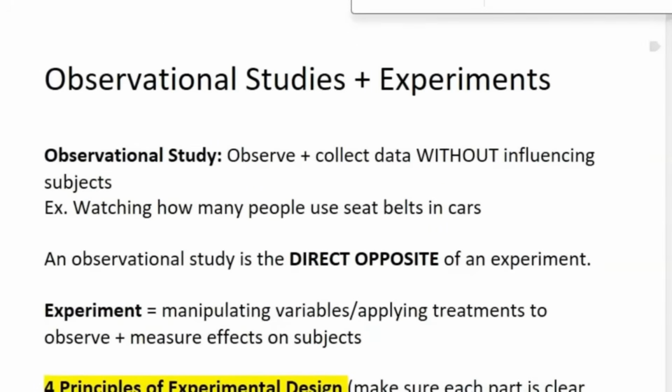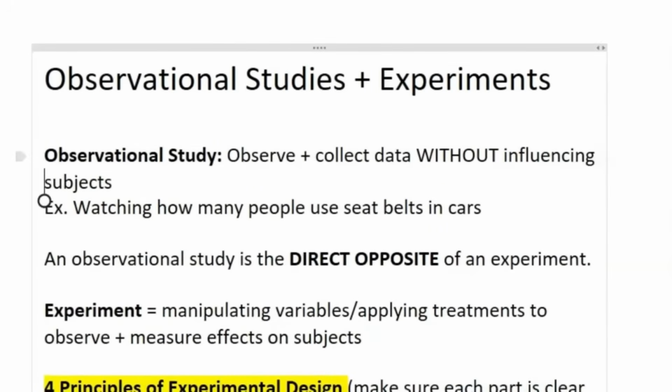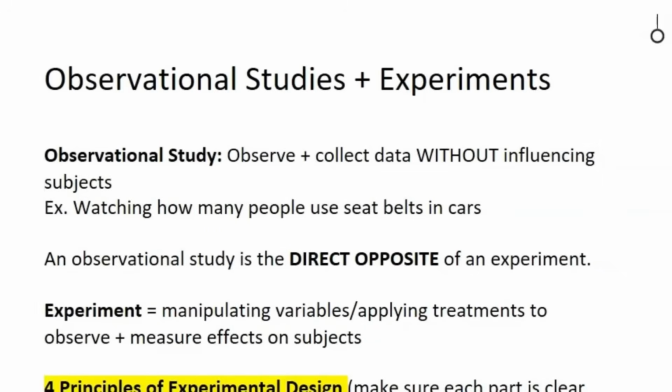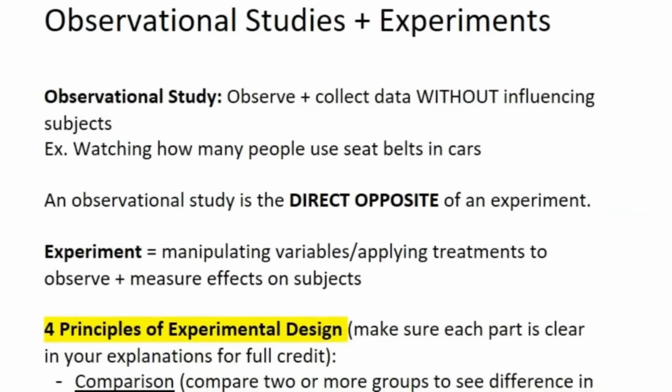Okay, so now let's talk about observational studies and experiments. An observational study is different from an experiment because in an observational study, you only observe and collect the data without influencing the subjects. For example, if you just sit in your car and watch other people in their cars and see how many people use seatbelts, you can't do anything about them, right? You're simply sitting there and observing variables of interest. The observational study is the direct opposite of an experiment.